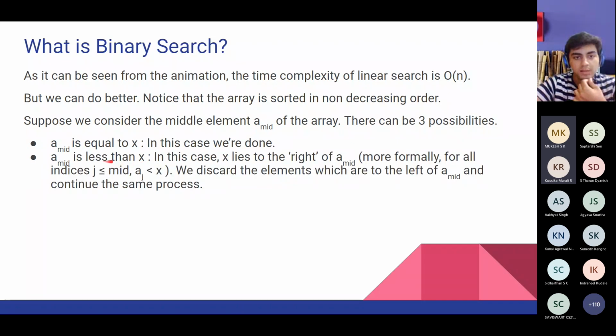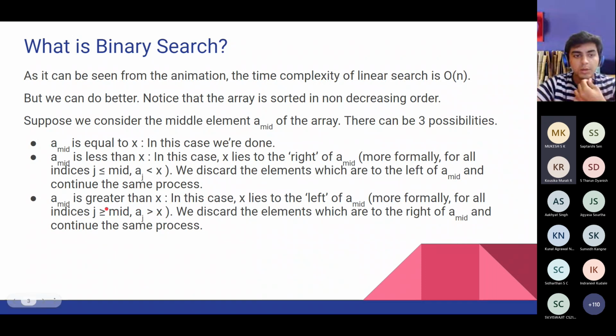If a mid is less than x, then in this case, our target value lies to the right of a mid. As it's sorted in non-decreasing order, our target value will be on the right of the middle element. More formally, for all indices j less than or equal to mid, aj is less than x. So we discard the elements which are to the left of a mid and continue the same process of looking through half of the remaining array. Similarly, if a mid is greater than x, then x lies to the left of a mid, and we discard the elements which are to the right of a mid and continue the same process.